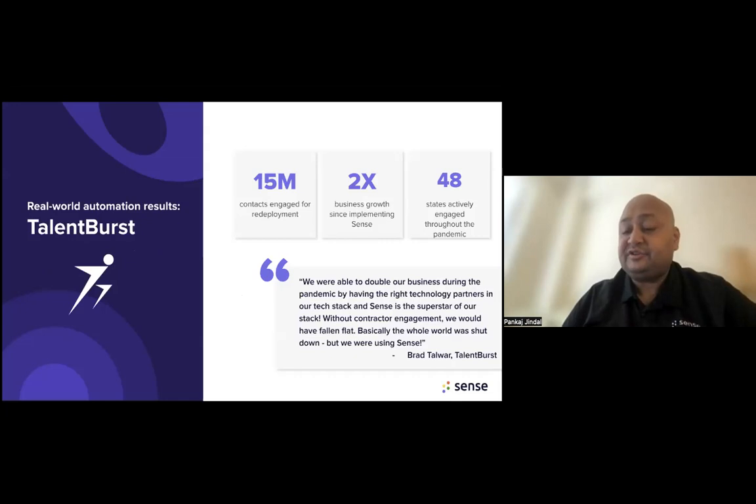They've seen their business grow 2x since they implemented Sense. This is a rather large company to begin with. Imagine that they've doubled their revenue in the past few years that they've been working with Sense.